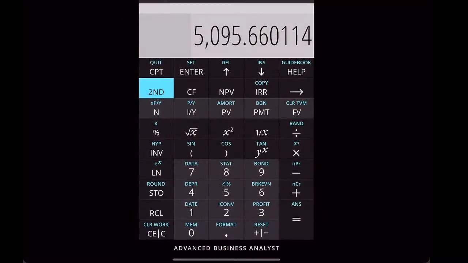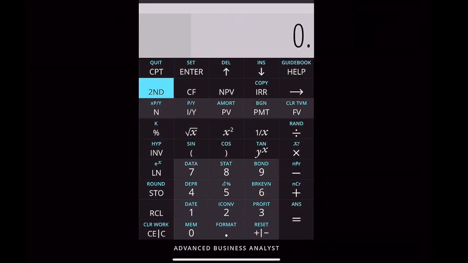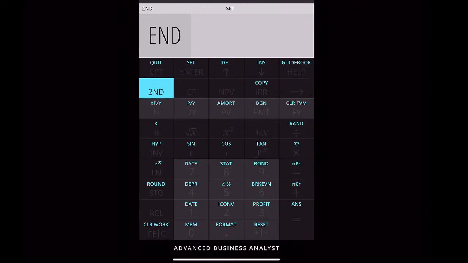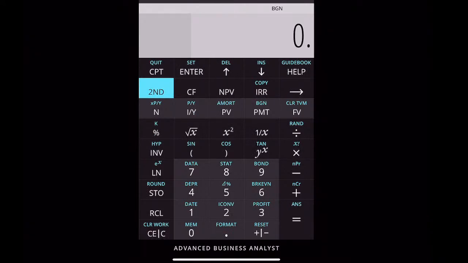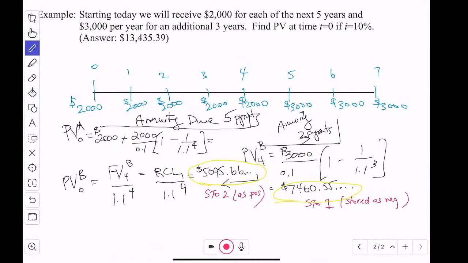I am going to set my calculator to begin. Second, begin, second, set. It's ready now for me to calculate 2,000 for 5 payments. Okay, so if you put it in your calculator in begin mode, you treat it like it's a regular annuity, and the calculator will make the adjustment. The adjustment that it makes, as we discussed last class, is that because you put it in begin mode, it will find the value here and then adjust it 1 period.